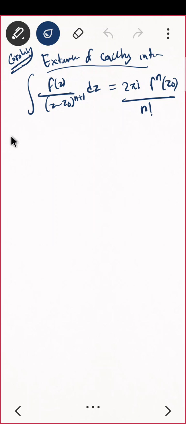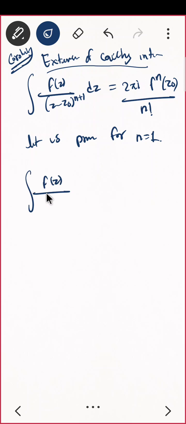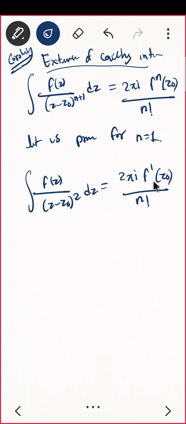Actually n equal to 1, let us prove for n equal to 1. That means what will this be? That is integral f of z upon z minus z naught the whole square dz, that is equal to 2 pi I f dash of z naught upon n factorial. Okay, that is what you want to prove.